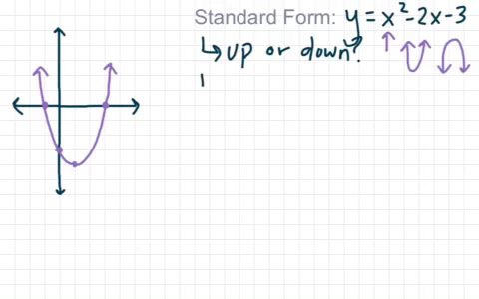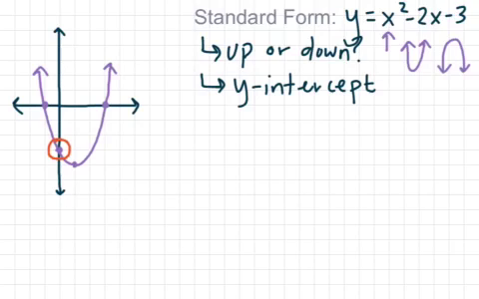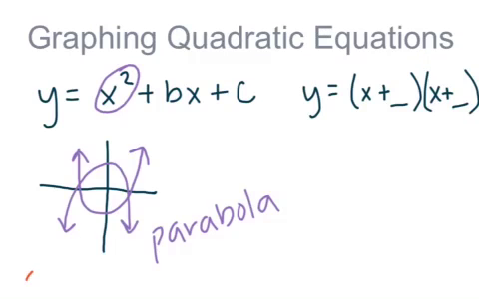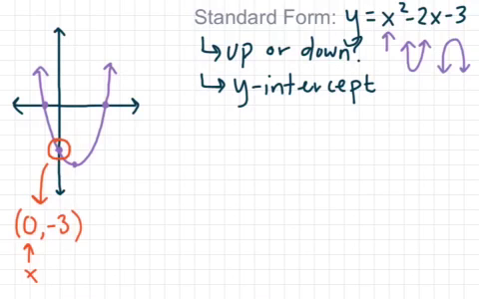Another piece that we can see from the equation is the y-intercept. I want you to remember that a y-intercept is where our graph actually crosses the y-axis. If I were to write out the ordered pair of that y-intercept, it would be (0, negative 3). So our x is 0, and our y is negative 3.